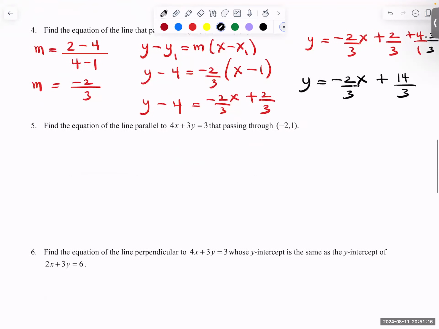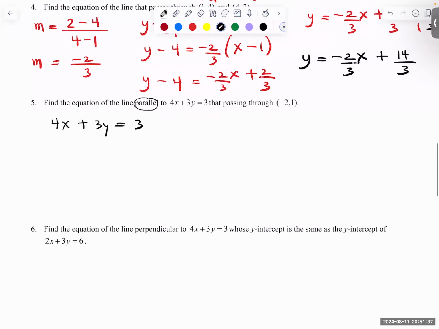Number 5, find the equation of the line parallel to the given equation passing through the given point. So lines that are parallel have equal slopes. So the first thing we have to do is solve for y to determine the slope of the given equation. So let's subtract 4x from both sides. So 3y equals -4x plus 3.